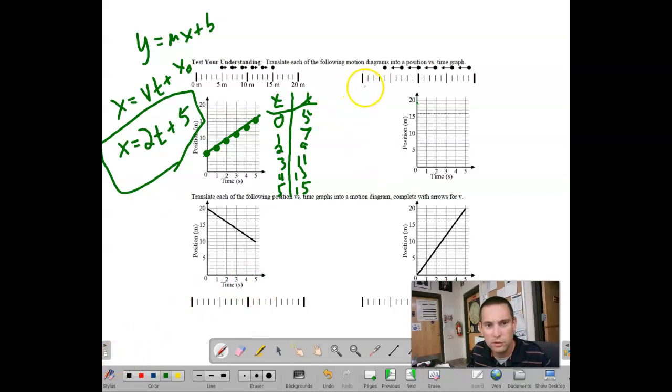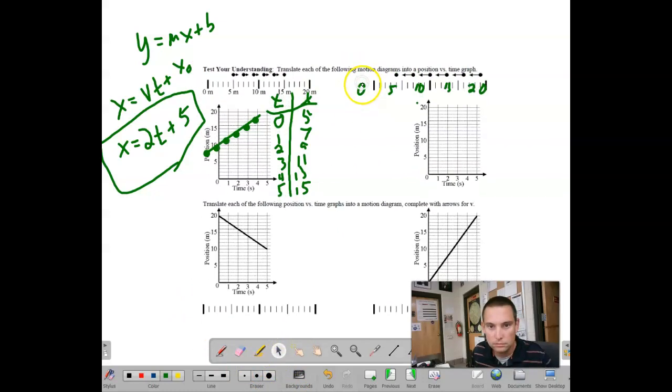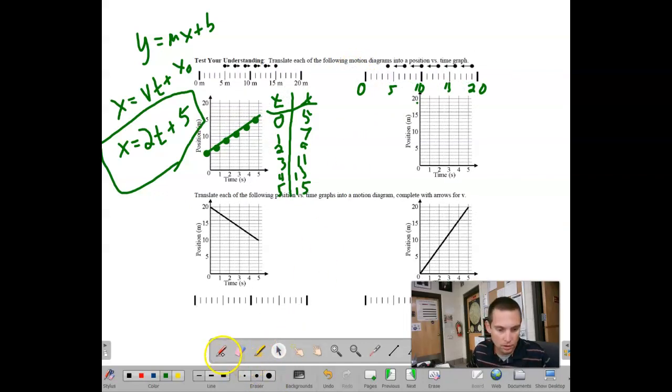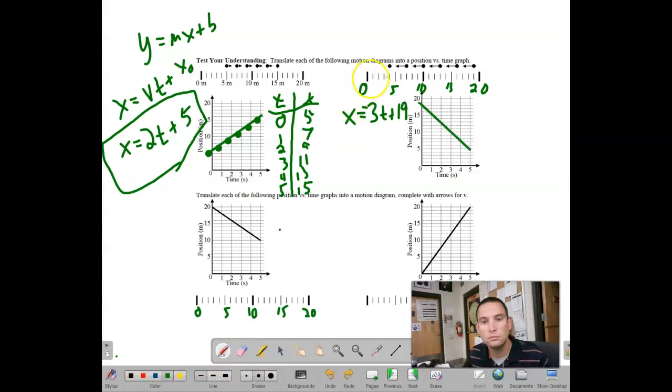To do the next one, you're going to use the same markings as the first one. 0, this would be 5 meters, this is 10 meters, this is 15, and 20. It's going to be the same for all of them. Down here, hopefully you'll notice that we're moving down. So we're moving to the left, closer to 0. We're going in this direction along the number line.